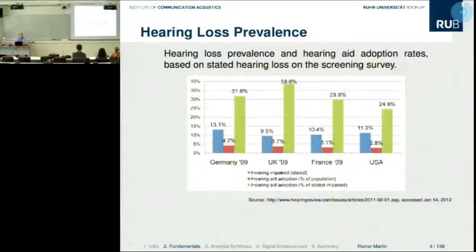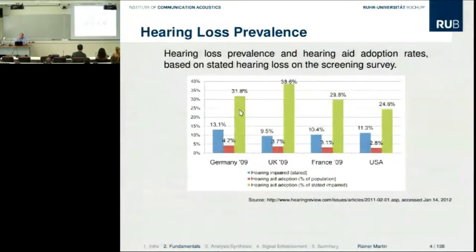And this is quite a widespread problem. Here are some statistics on the hearing loss prevalence and also the hearing aid adoption rates in several countries, Germany, UK, France, and the United States. And so there's an estimate of roughly 10 to 13% of the population has some hearing problem. And there's also evidence that only a third of these are actually using hearing aids. So that's good news for the hearing aid companies, the manufacturers. There's still a lot of room for sales and improvements. And the situation is very similar across different countries, as you can see from this statistics.